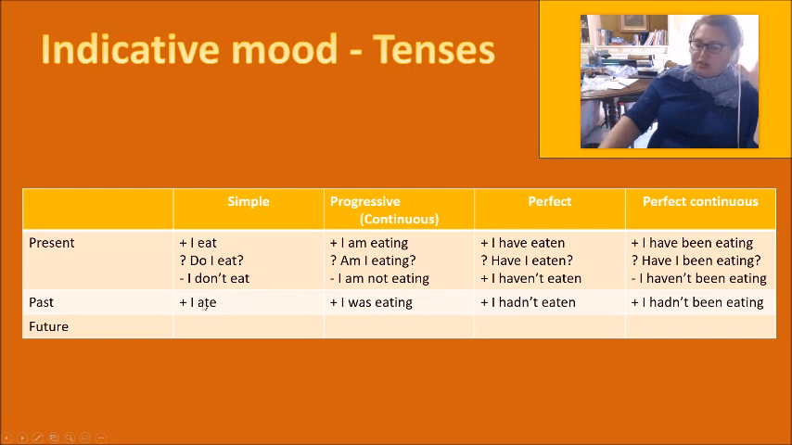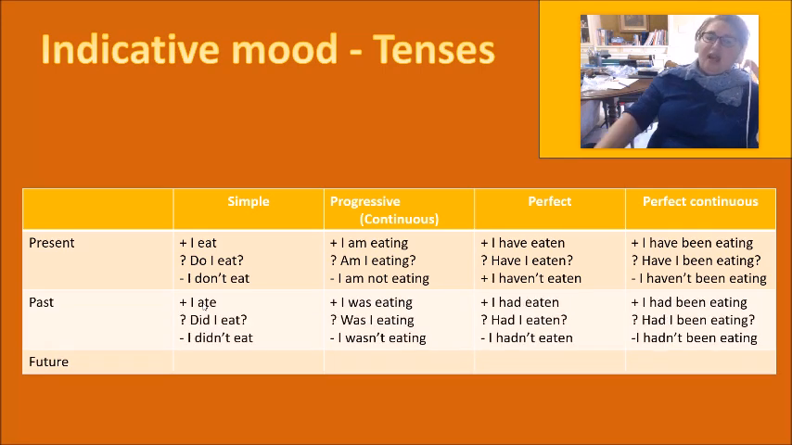I do not have any auxiliary there. So when I don't have any auxiliary, my auxiliary is do. And so I'll have did I eat and I didn't eat. The rest goes as I said for the present tense.